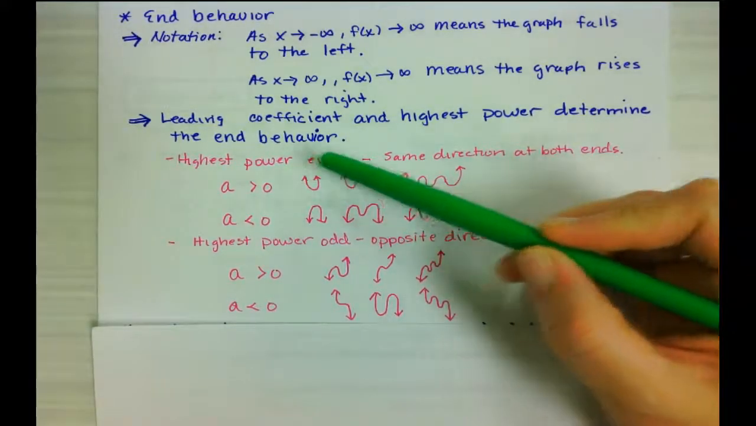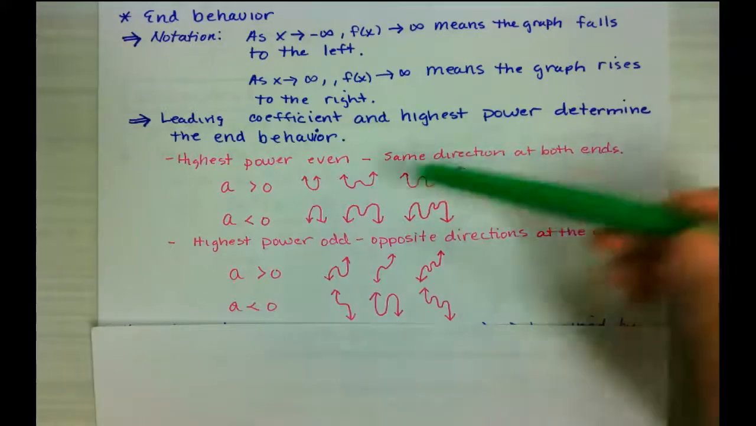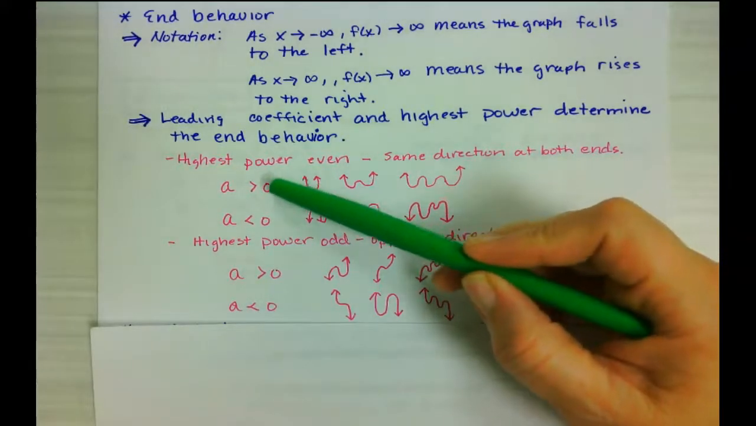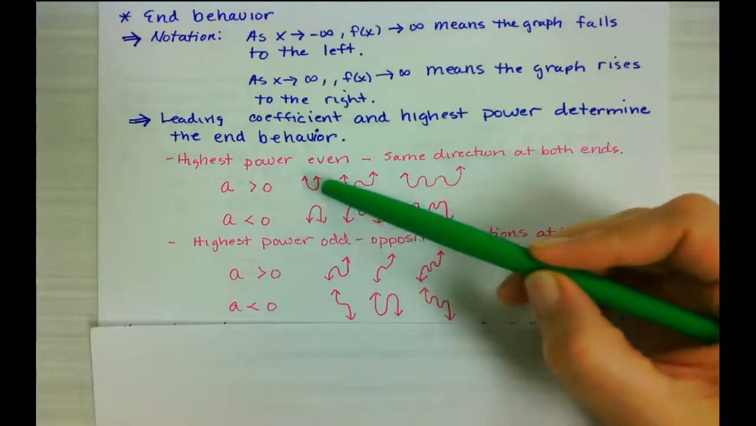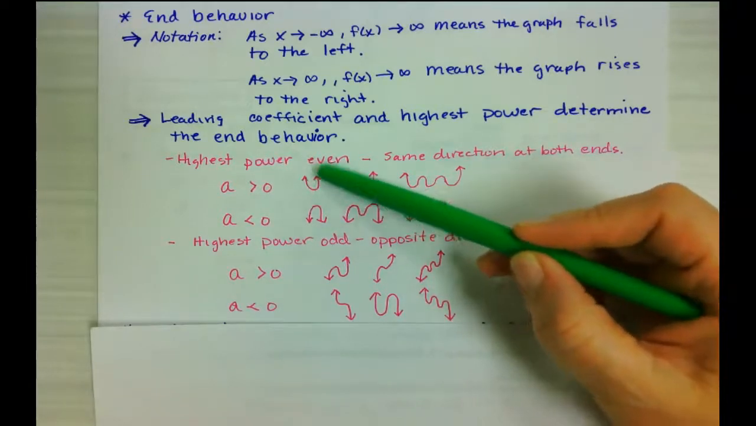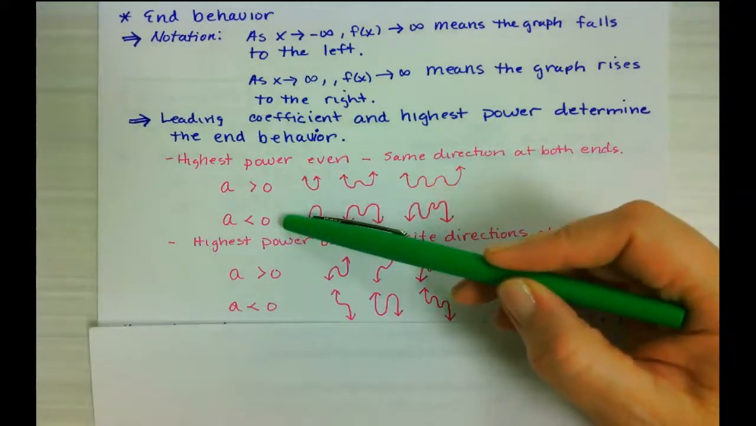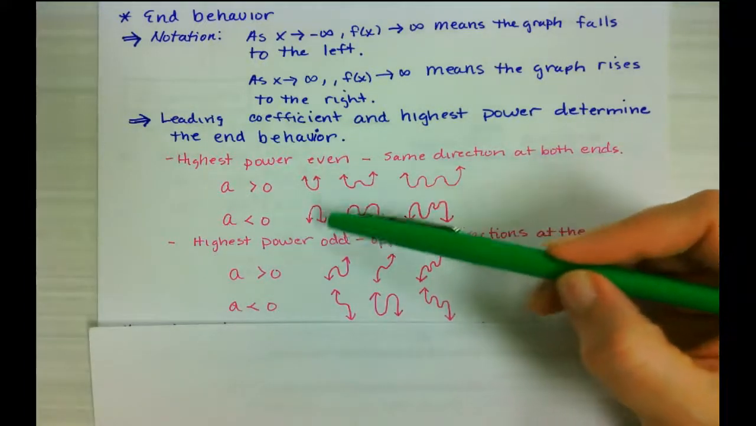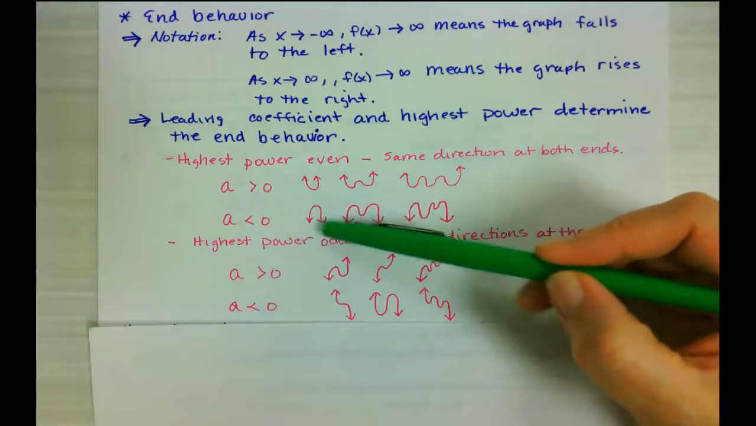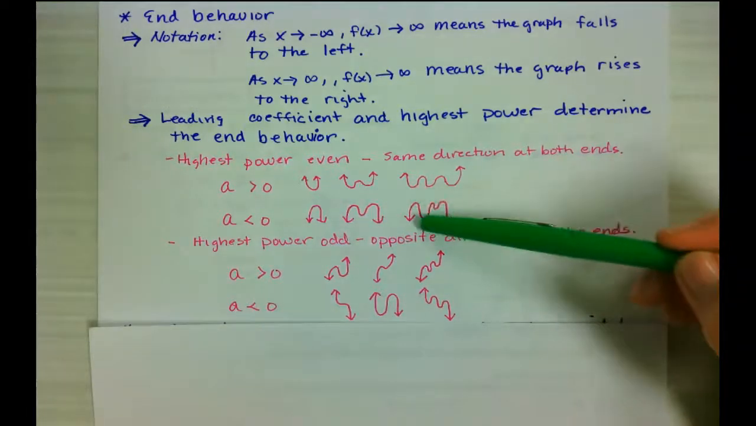So if the highest power is even, so I'm talking about like x to the 4th, x to the 6th, x to the 8th, x to the 10th, and the a value is greater than 0, meaning positive, then it's going to behave like the quadratic on each end. In other words, both ends are going to go up. If it's even and it's less than 0, that means a is negative, and so the ends are going to do the same thing, but they're going to turn upside down. So it doesn't matter how many times it wiggles or moves inside here, the ends are going to do the same thing.